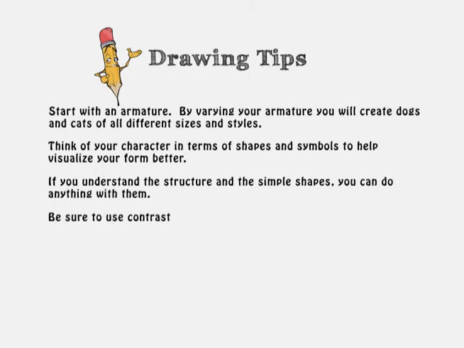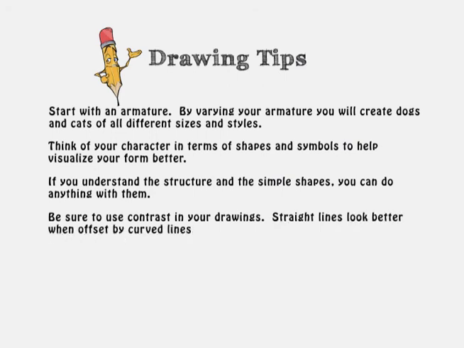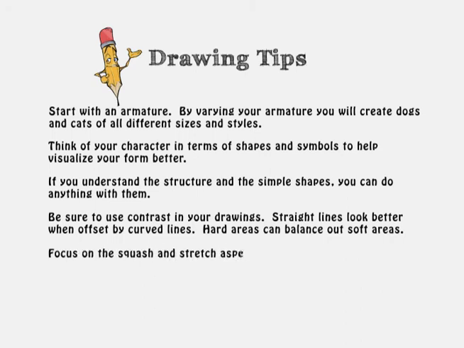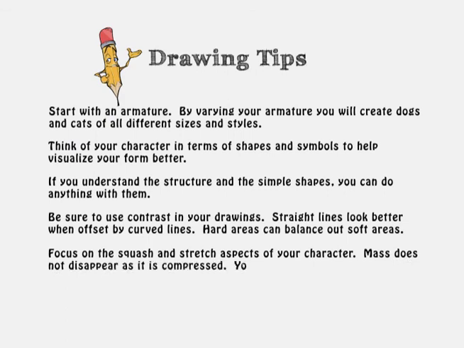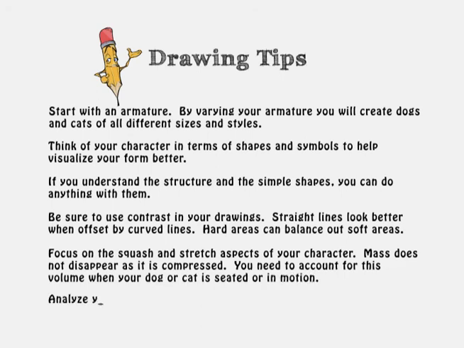Be sure to use contrast in your drawings. Straight lines look better when offset by curved lines. Hard areas can balance out soft areas. Focus on the squash and stretch aspects of your character. Mass does not disappear as it is compressed. You need to account for this volume when your dog or cat is seated or in motion. Analyze your silhouette as you go along.